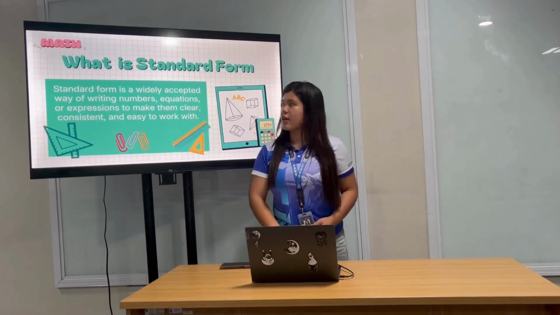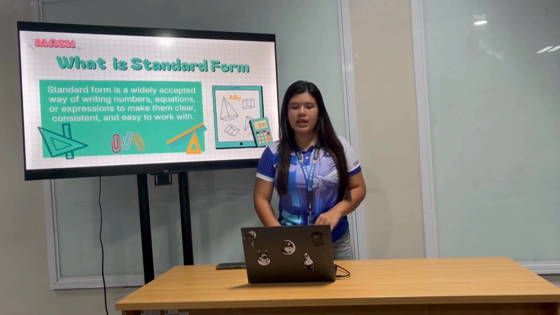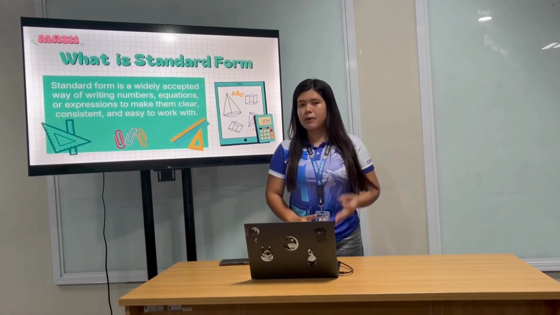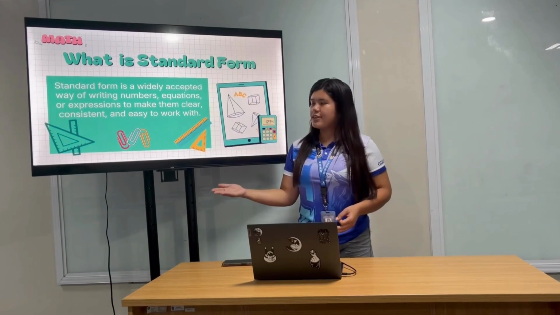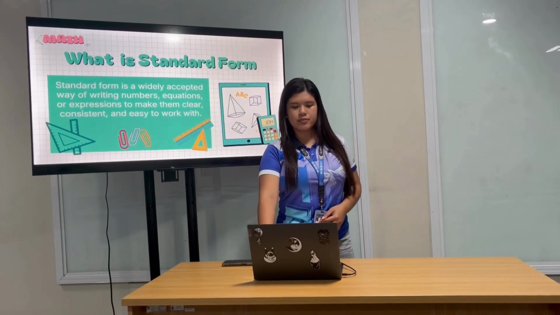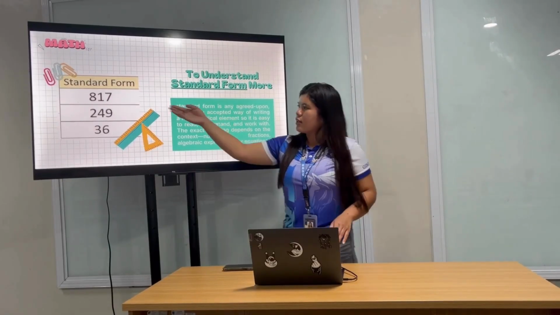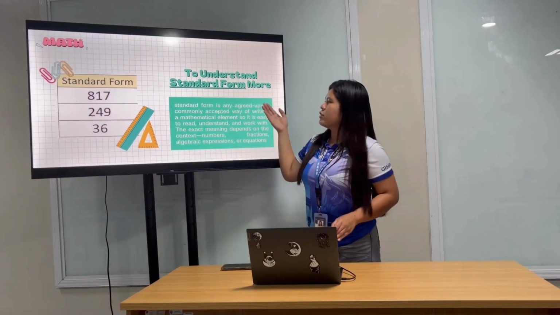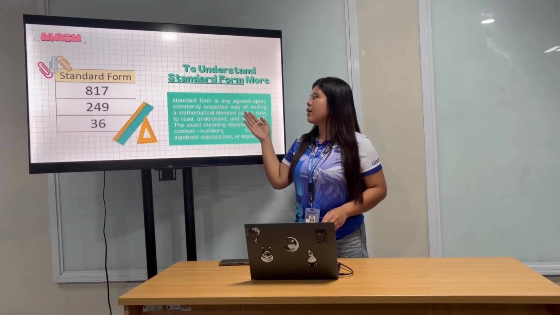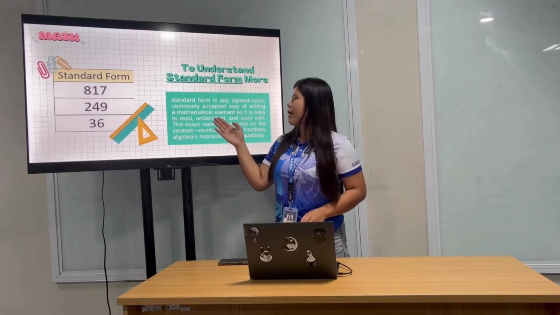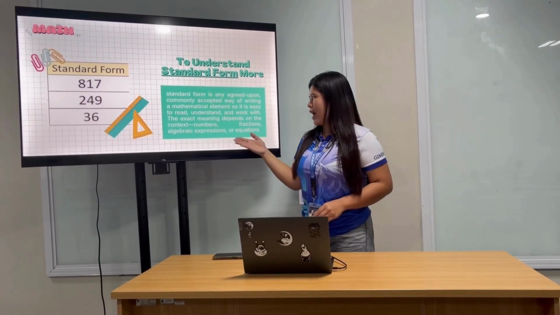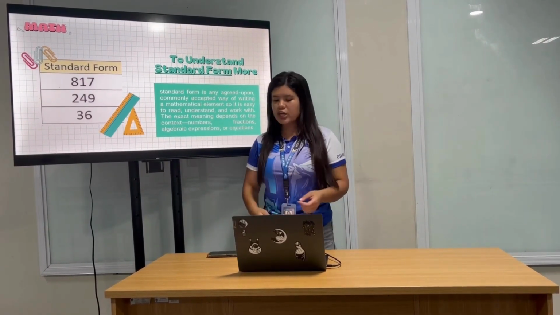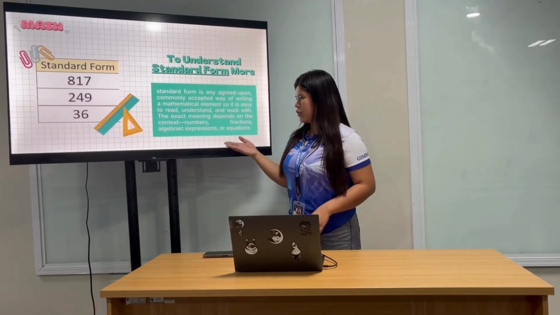So now let's start with the standard form. What is standard form? Standard form is a widely accepted way of writing numbers, equations, or expressions to make them clear, consistent, and easy to work with. For example, 817, 249, and 36. So the standard form is any agreed upon, commonly accepted way of writing a mathematical element so it is easy to read, understand, and work with. The exact meaning depends on the context: numbers, fractions, or algebraic expressions or equations.